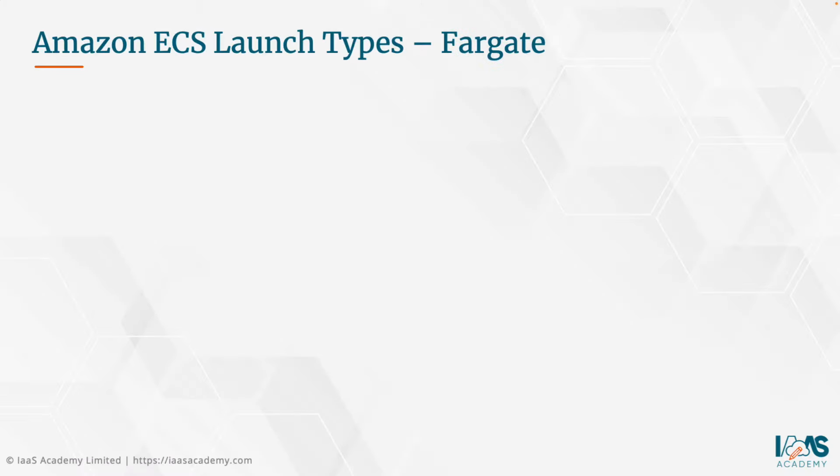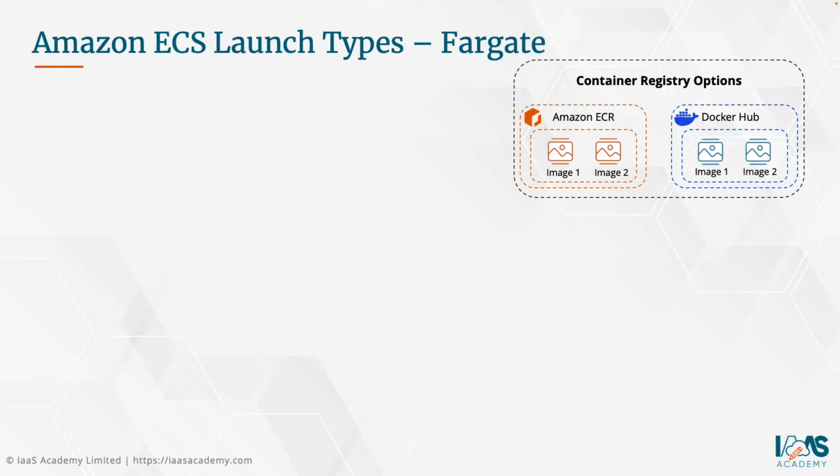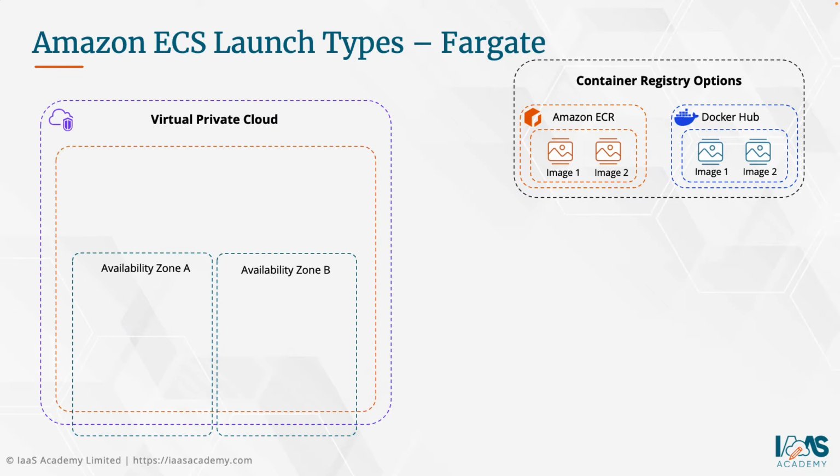Okay, so next I want to take a look at Fargate. Now with Fargate, we've got the same setup. We need a container registry to house our container images. We still need our VPC and we need our cluster, and also we want to make use of multiple availability zones so that we offer high availability. However, the architecture is really different when it comes to actually managing your cluster. In fact, you don't have to manage any of the EC2 instances because AWS takes care of that for you.